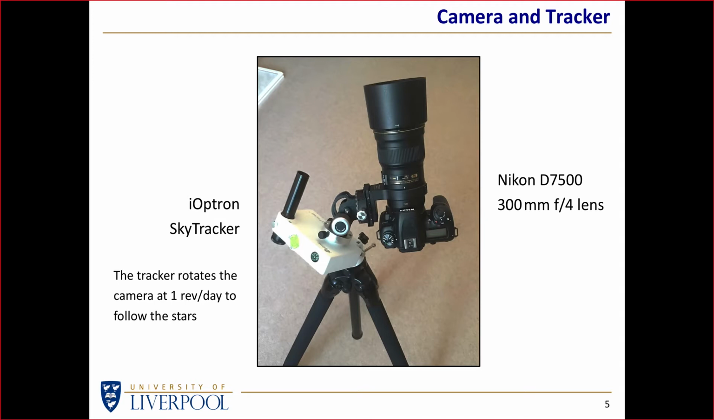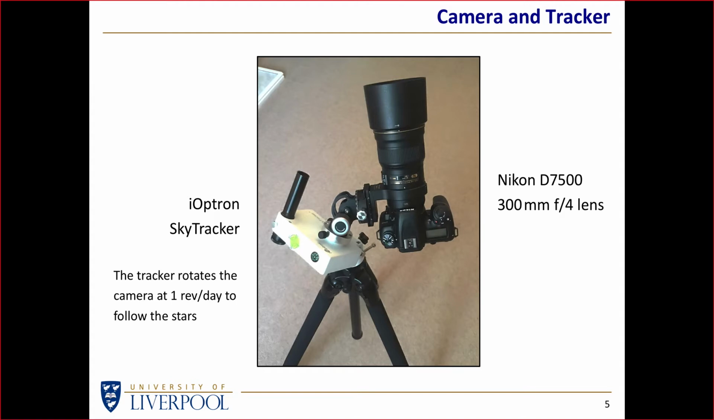The only job of a star tracker is to rotate the camera at 1 revolution per day in order that the camera can follow the stars as they move because of the Earth's rotation. Of course, the stars appear to move because of the Earth's rotation. So the star tracker has this object on the left-hand side, this little polar scope, through which you can see the North Pole. If you point this in the right direction, you can see Polaris, and by aligning the North Star Polaris up on a little reticule, you can make sure that this tracker is aligned with the Earth's axis.